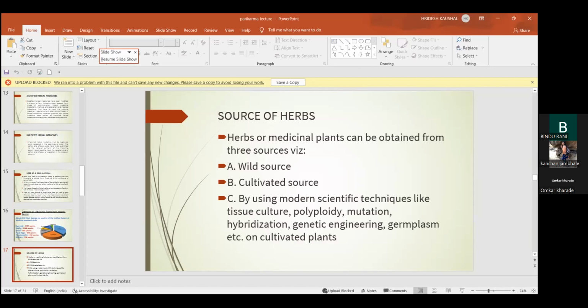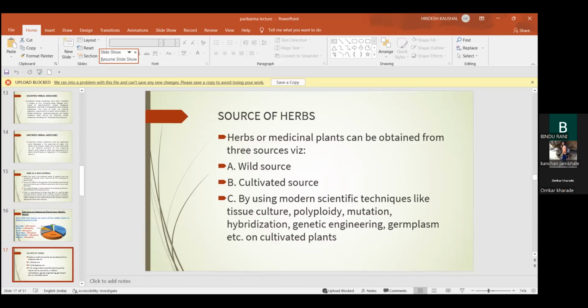The third one is using modern techniques. In some cases there is a scarcity of some plants, which are becoming endangered species and are not available anywhere. In that case, we can apply modern scientific techniques like plant tissue culture, polyploidy, mutation, hybridization. All these are methods we can apply to grow the herbal plants so that we can get the source of those herbs.